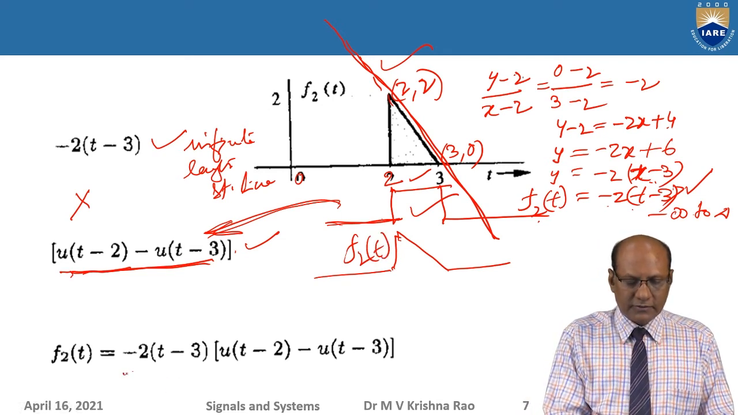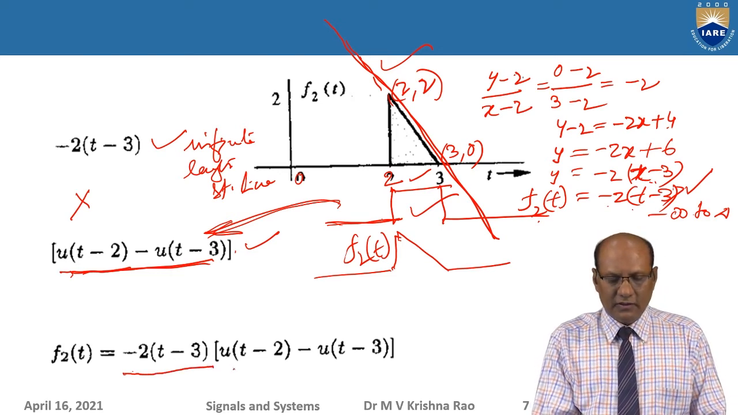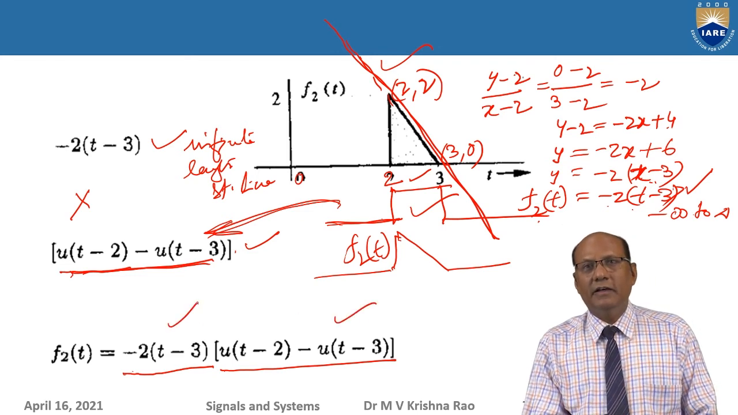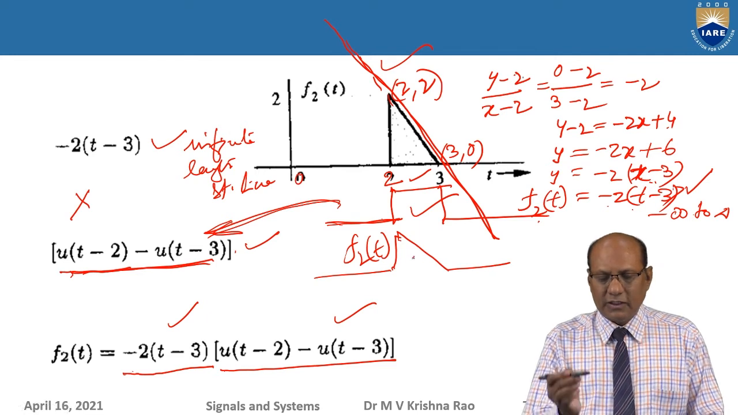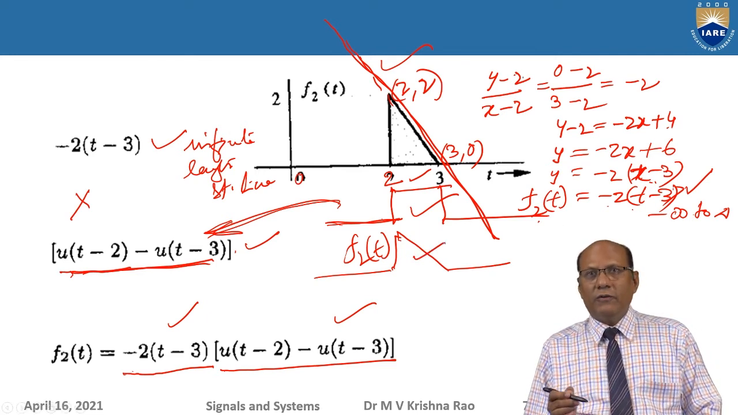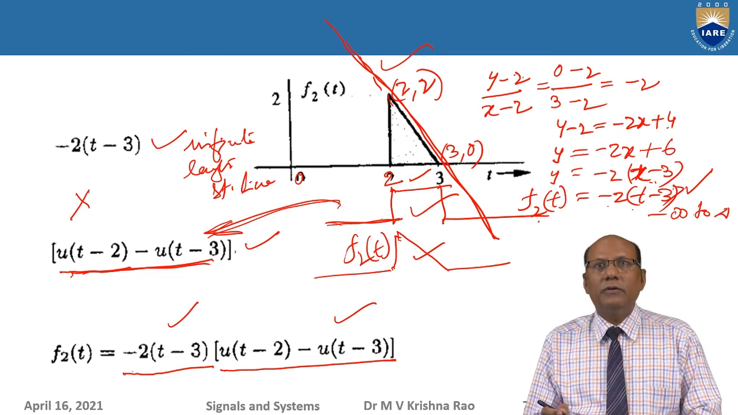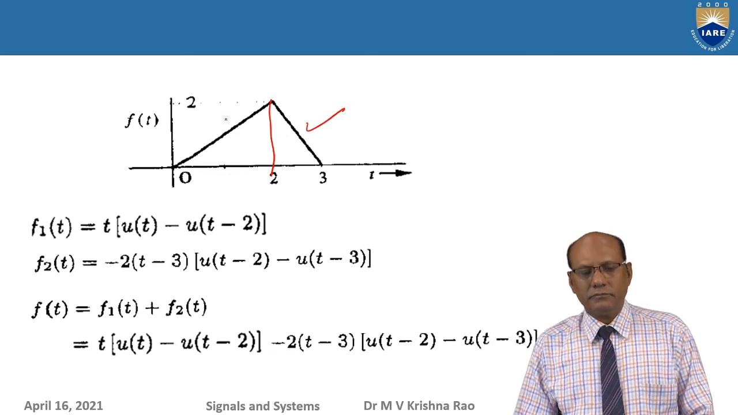This is the infinite straight line, t minus 3, multiplied by the pulse. This is the pulse. This is the infinite straight line. When I multiply these two, I will get the f2. Okay. So this is nothing but f2. Now I have both f1 and f2. I have to combine this f1 and f2. So if I combine, I will get this full triangle.